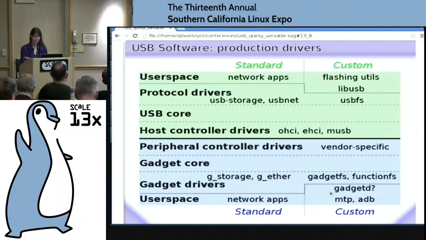So for the custom side, you can find both MTP and ADB examples implemented on top of FunctionFS. That's probably a good thing to look at if you're interested in implementing your own protocol using FunctionFS, since there really isn't a large amount of high-quality documentation for this part of the Linux space. Most of the write-your-own custom user space guides seem to be for the host side.